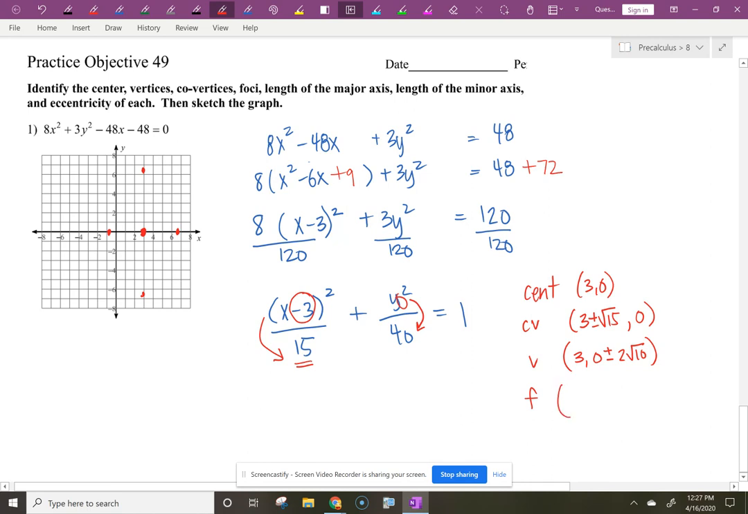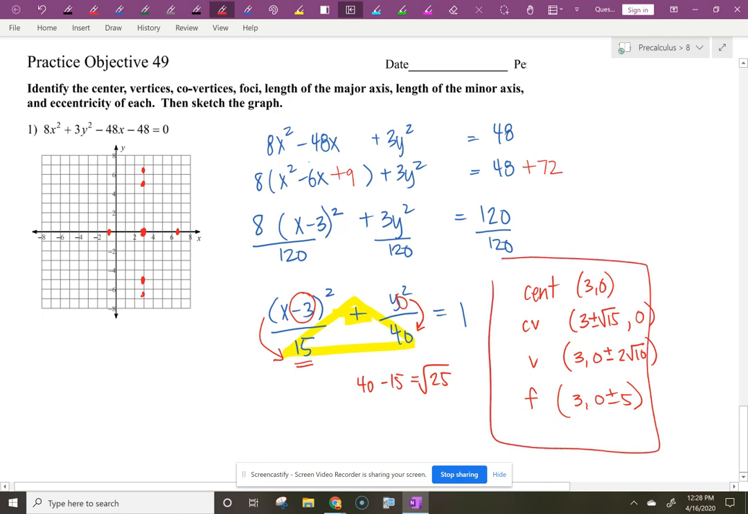And then the most confusing is the foci. The foci are, I do this weird triangle thing, right? Where I do the opposite of the sign in between. So I'm going to subtract those two numbers, and that's how far away the foci are. So the foci are 40 minus 15, which is 25, square rooted. So their root 25 are 5 units in whichever number was bigger, in the y direction. So 3, 0 plus or minus 5. And so you could write that as 3, 5 and 3, -5. And those would be your foci. So there's a focus and there's a focus. And now you've got everything labeled. And here is the graph of the ellipse.